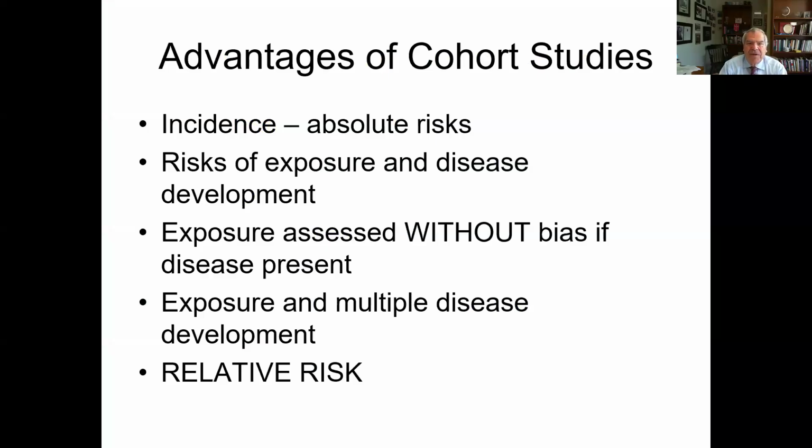Hitting on one more, the advantages of cohort studies. It allows you to look at incidence, and as Dr. Welton said, absolute risk, such an important piece. I'm able to calculate that absolute risk from the incidence. It allows me to look at risk of exposures and disease development, exposure without bias if the disease is present. So I'm able to reduce that level of bias. I'm able to look at exposure and multiple disease development, again, very important. And finally, with the advantages of the case control study, I'm able to look at relative risk.